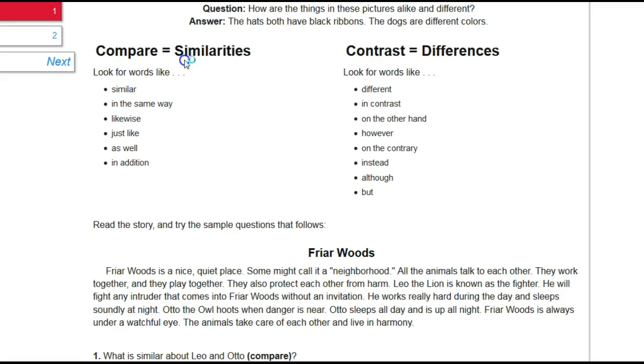To compare or show similarities, look for words like similar, in the same way, likewise, just like, as well, or in addition. To contrast or show differences, look for words like different, in contrast, on the other hand, however, on the contrary, instead, although, and but.